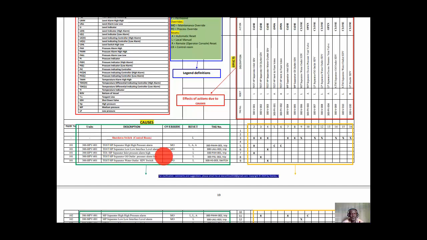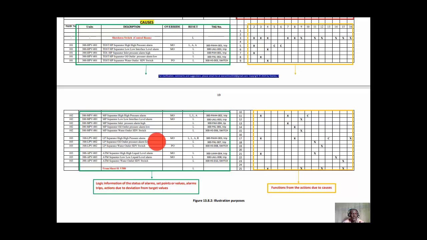Here we have the cause. Here we have the possible causes. In the possible causes, we have the P&ID number, we have the unit, then the description, override, reset, or whichever way. Here we have the logic information of the status of the alarm, set points of value, alarm tree, action due to deviation from target value. Here we have the function from the action due to the causes.